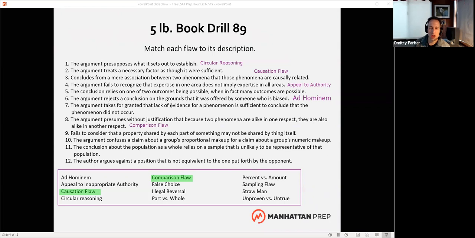Okay, now a false choice. False choice. I'm assuming some options, but those might not be the options. All right. What would be an example of that?